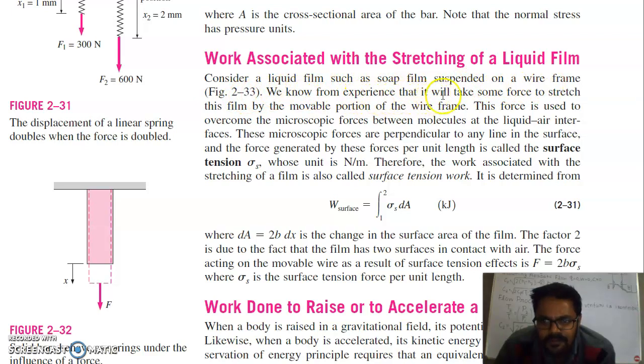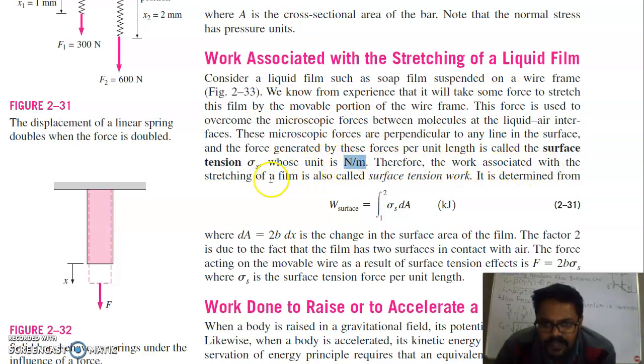We know from experience that it will take some force to stretch this film by the movable portion of the wire frame. This force is used to overcome the microscopic forces between molecules at the liquid-air interface. These microscopic forces are perpendicular to any line in the surface. The force generated per unit length is called surface tension, which is denoted by sigma s. Its unit is again Newton per meter.